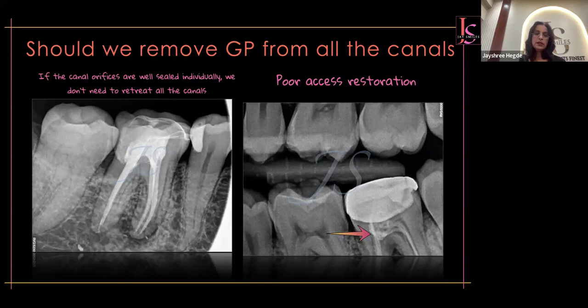So the microbes have a chance to move around and cause failure. Microbes in one canal can cause failure of the other canal. Whereas in the first image, there is a proper obturation and there is a proper seal at the orifice level itself. So the chances of microbes going into the adjacent root canal is very, very less. So you don't need to remove all the GP from both the canals if the seal is very good.